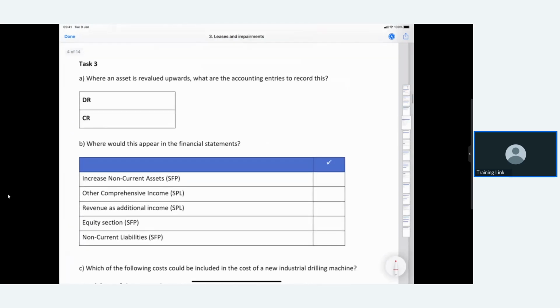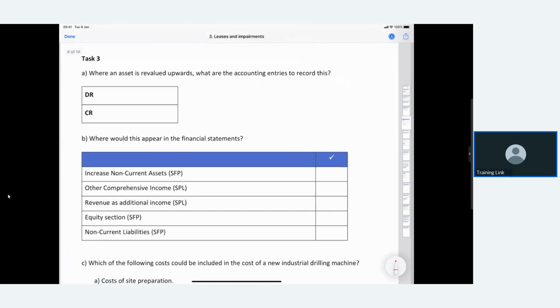Moving on to task 3 then. Where an asset is revalued upwards, what is the accounting treatment to record this? So what we would do is we would debit the value of the asset. And we would credit the revaluation reserve.